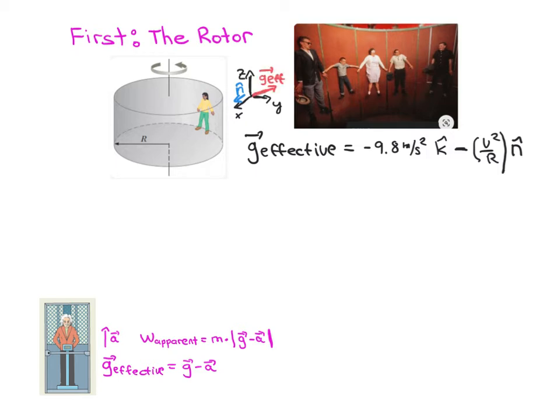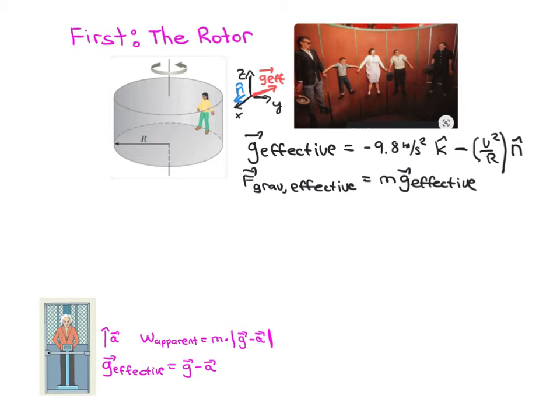So the situation is shown in the drawing here. G effective has a component in the minus k hat direction, but also a significant component that points in the outward direction, or I guess we would call that the minus i hat direction. So the effective G is pointing outward. So it's as if in this rotating reference frame, there's a gravitational force proportional to your mass and g effective. So it's like there's a gravitational force pointing in the direction shown by the red arrow.